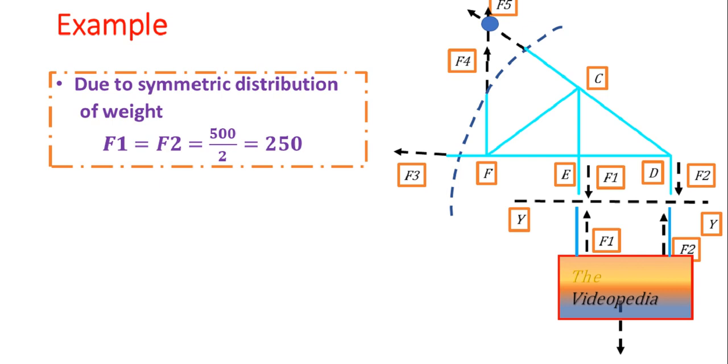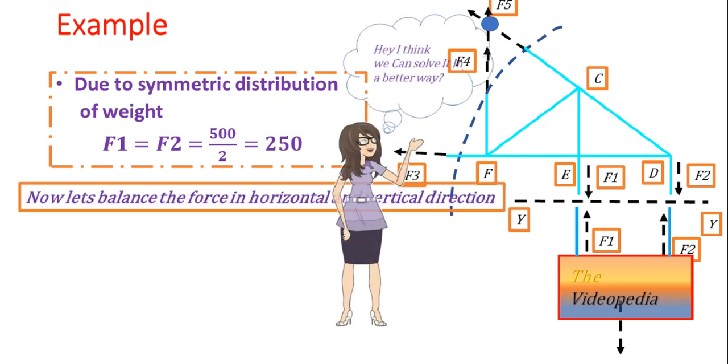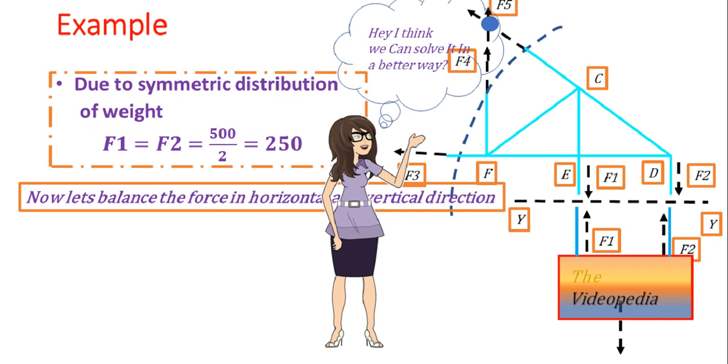But if you remember what I've told you, you should not always go in the same direction. Obviously conventional approaches are very beneficial, they always give you a solution, but for this case what you can see from this numerical is that F4 and F5 are passing through a single point. And what does it mean? That means they will not generate moment about that point.